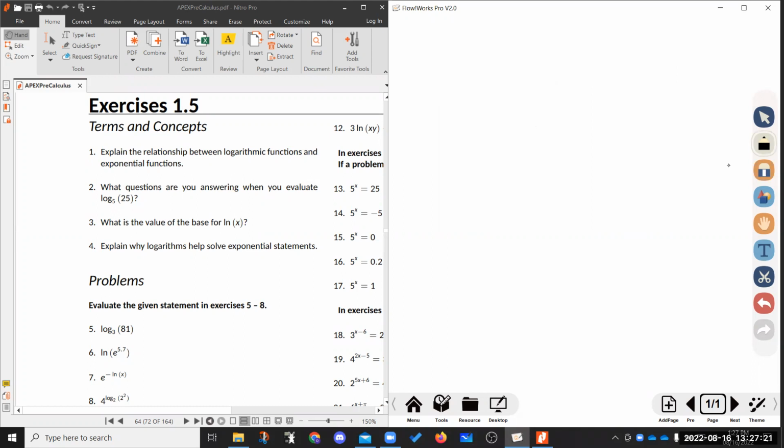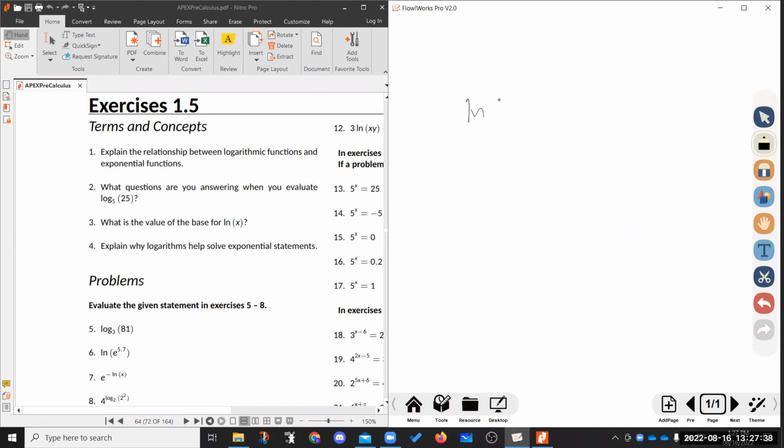Explain why logarithms help us solve exponential statements. We just showed that with the triangle of power. So we've already solved number 5 just a second ago with the triangle of power.